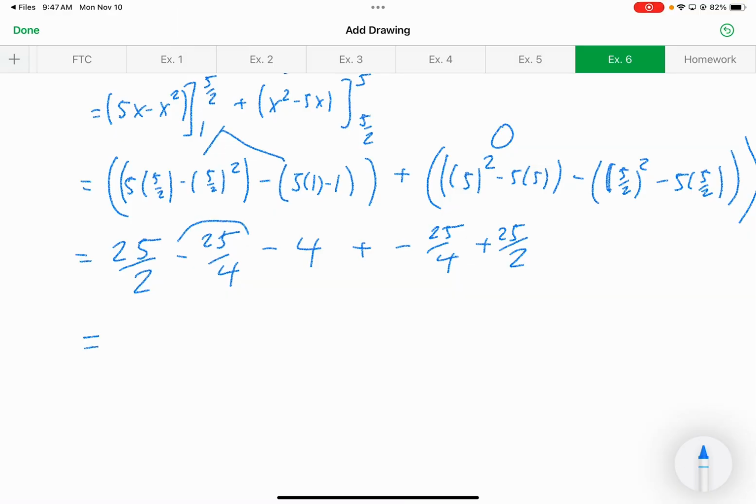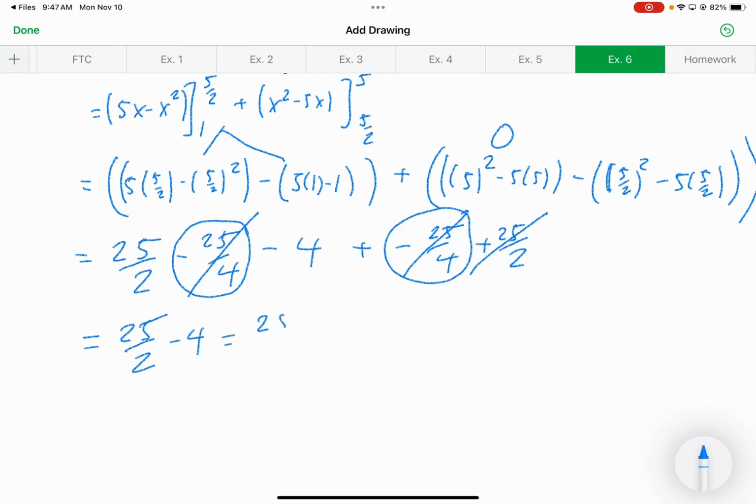There's a lot of repetition there, so let's see how my things combine. Well, I know if I combine negative 25 fourths with negative 25 fourths, that's negative 25 halves. Do you guys agree with that? So that's going to cancel out one of my 25 halves. So then I just have 25 halves minus 4. So 25 halves minus 8 halves gives me 17 over 2. So that's like 8.5, yeah?